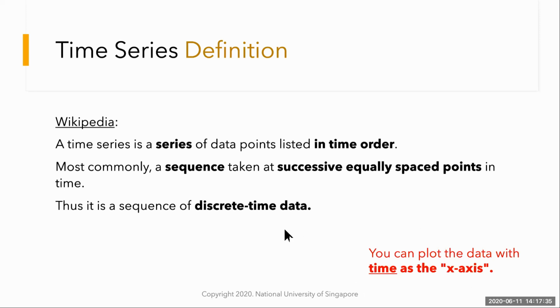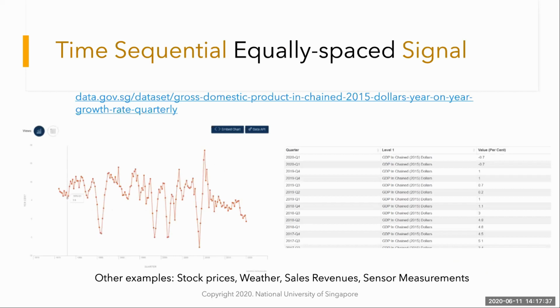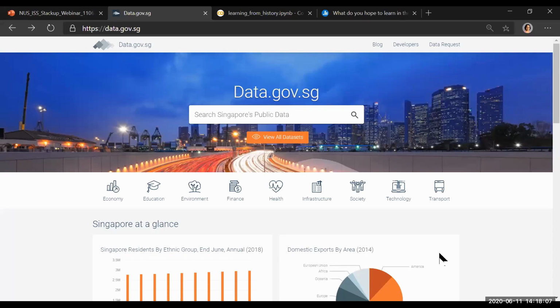So here's an equally spaced time sequential signal. In fact, this is the one we're going to use in the demo today, the walkthrough. I went to data.gov.sg, which is a government website with a lot of public data collected from all the different sensors and data sources around Singapore. If you haven't seen it before, because some of you are new to this, I'll go briefly show this.